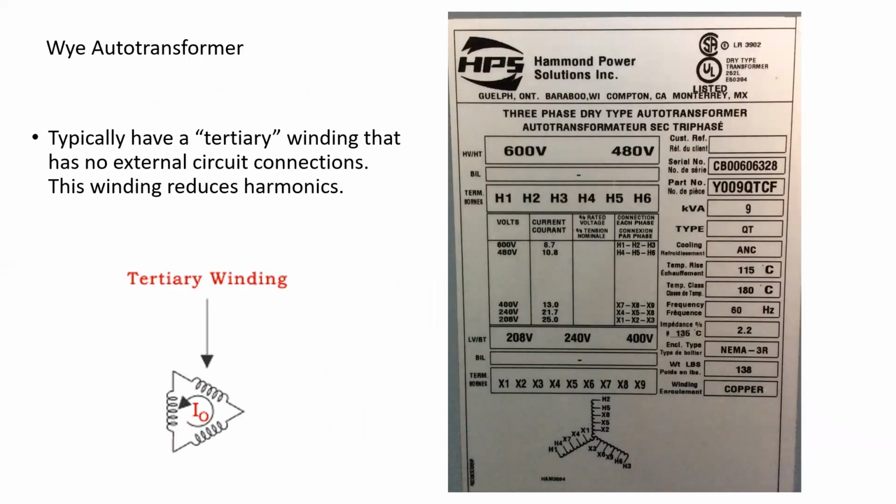Now, Y autotransformers typically have a tertiary winding that has no external circuit connections. This reduces harmonics in the system, and it's not even something that's on the nameplate, nor would you be able to easily identify it on the transformer itself. There's no connection to it, so they don't even really provide any info. This particular Y autotransformer has a number of different tap locations, allowing for a number of different input and output voltages. We can see at the top 600 or 480 volt three phase, and then you have an option of 208, 240, or 400 volt three phase on the secondary.